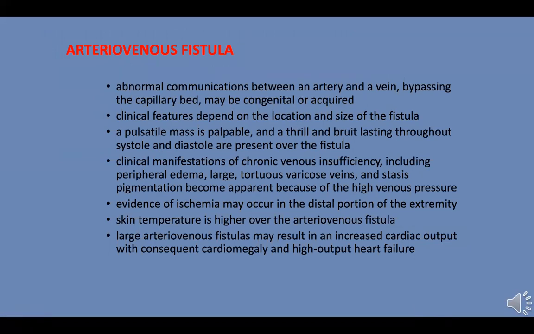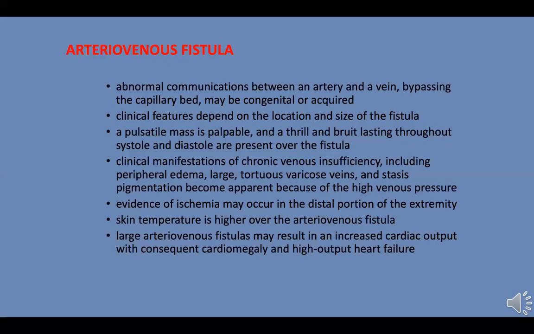Arteriovenous fistulas are abnormal communications between an artery and a vein, bypassing the capillary bed, and this may be congenital or acquired. The clinical features depend on the location and size of the fistula. On physical exam, a pulsatile mass is palpable, and a thrill and bruit lasting throughout systole and diastole are present over the fistula. The clinical manifestations of chronic venous insufficiency, including peripheral edema, large tortuous varicose veins, and stasis pigmentation, become apparent because of the high venous pressure.